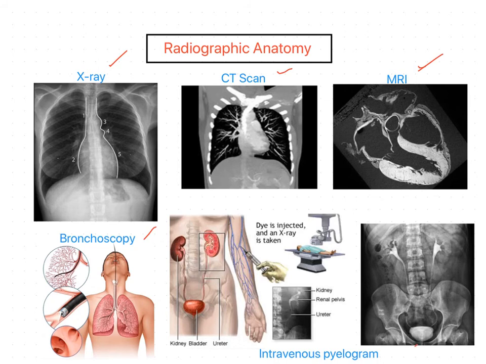So here you can find the X-ray of the chest, where we can see only the shadow of the heart and the lungs. Because of the advancements in technology, in the CT scan we can see the heart and the vessels also properly, and we can see the bronchial tree inside the lungs also.